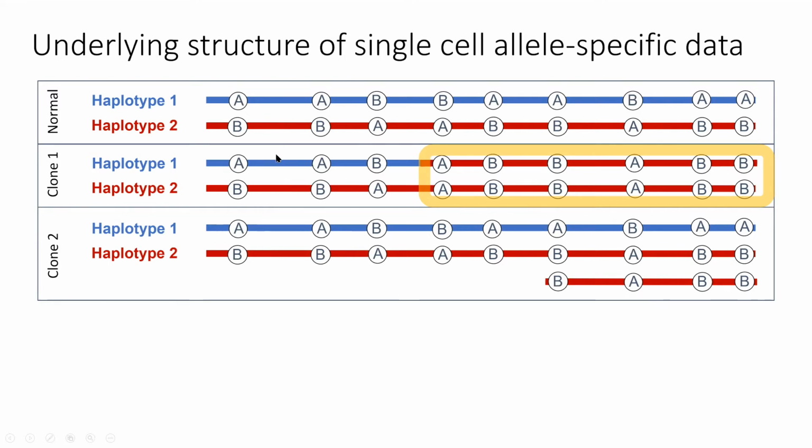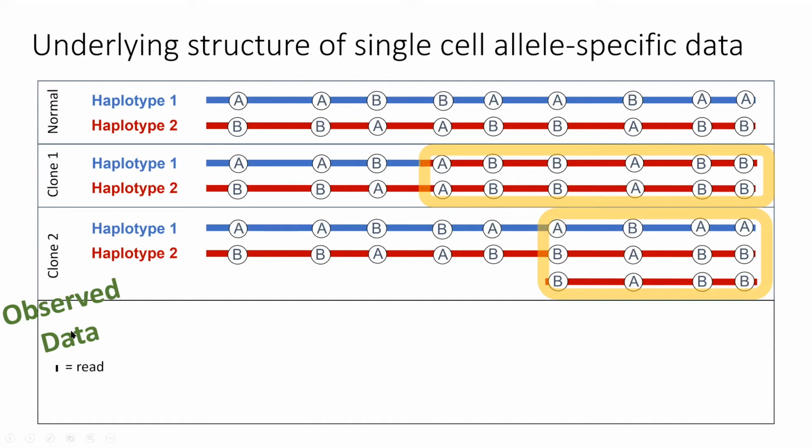Now, this is all just hypothetical. I'm just showing you an example. And in the real data, you would never know about these because they're latent structure in the data that you want to recover. So what do you actually observe in the real data? In the observed data, you don't know the breakpoints. You don't know the haplotype phasing, and you don't know how many such subpopulations there are.